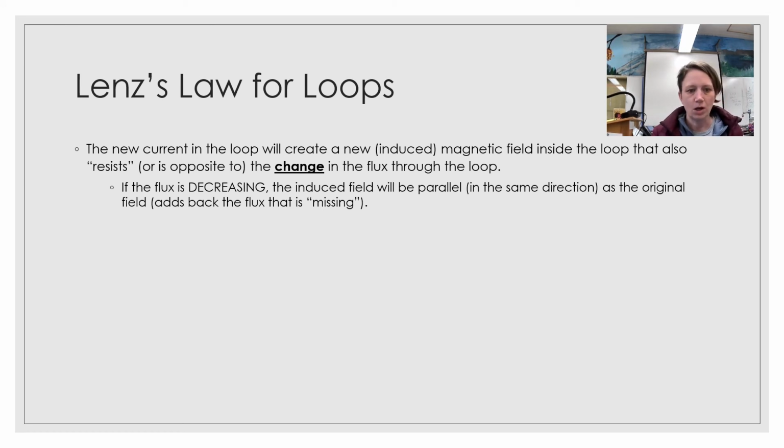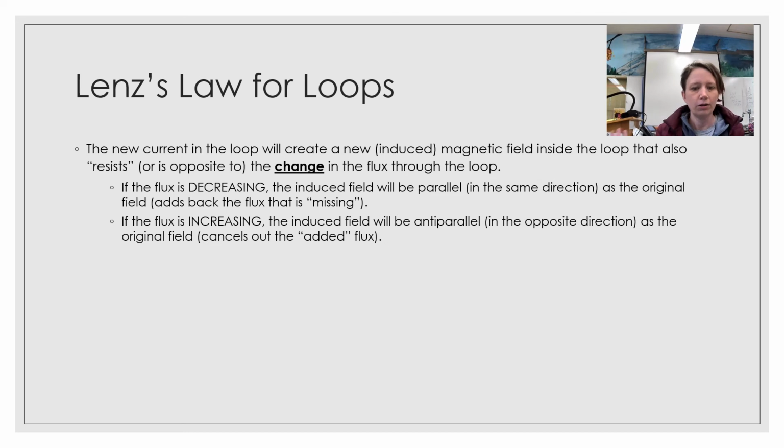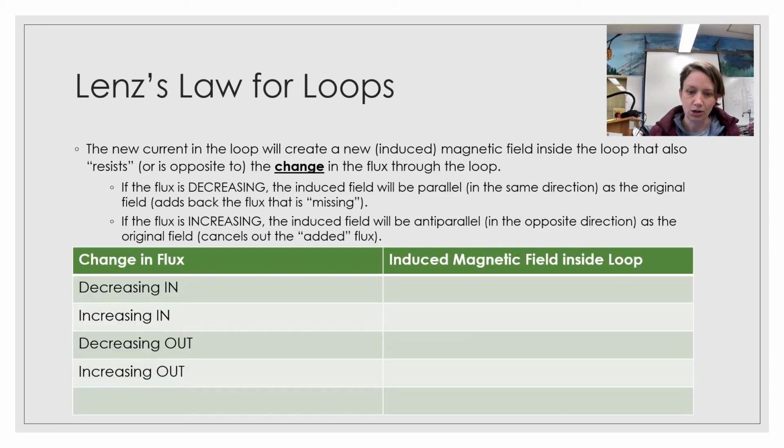In general, if the flux through the loop is decreasing through any of the ways it could decrease, that means we're going to create a new magnetic field inside that loop in the same direction as the field that was already going through the loop. It's essentially adding back the flux that has disappeared from that loop. On the flip side, if the flux through your loop is increasing somehow, then my loop is going to induce or create a magnetic field in that space that is anti-parallel, or in the opposite direction from the original field. You can think of that as canceling out the additional flux that is occurring.